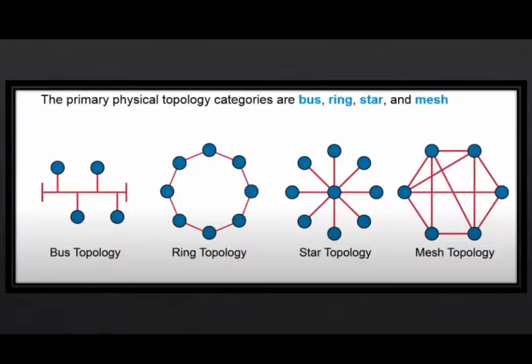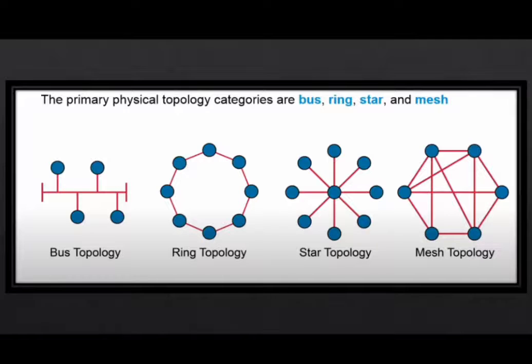Kinds of topologies. The primary physical topology categories are bus, ring, star, and mesh. The bus topology is the topology for a local area network in which all the nodes are connected to a single cable. Next is the ring. This topology is the network configuration where device connections create a circular data path. Each network device is connected to two others, like points of a circle.